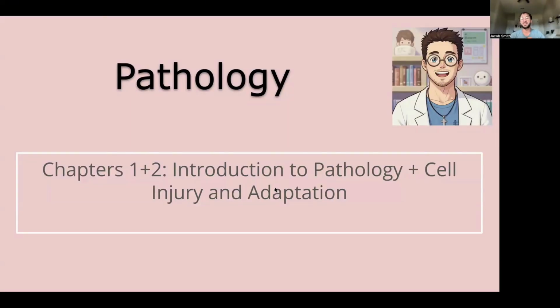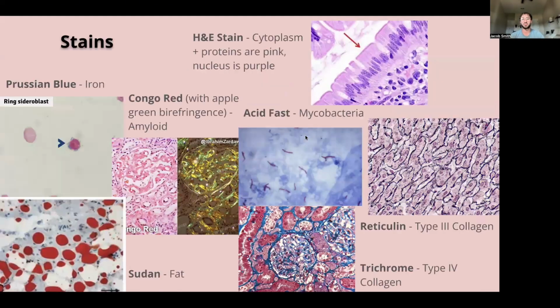This is the beginning of our pathology series. So we're going to cover chapters one and two. Chapter one is the introduction to pathology, and then chapter two is going to be cell injury and adaptation. Now, this information is not going to have a lot of specific questions on it for your exams, but it sets the foundation for pretty much everything else we cover in pathology.